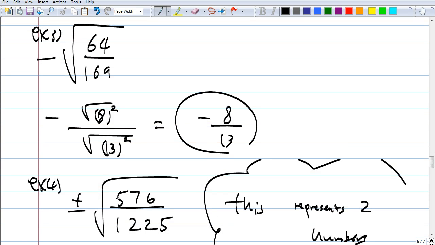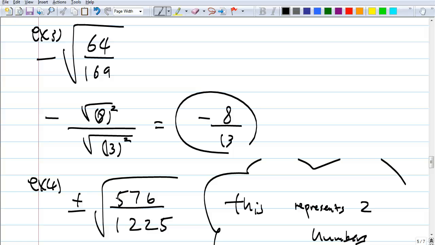By the way, if I have plus or minus in front of this square root, how many numbers does this represent? Two. What are the two numbers? Yes, the positive square root of this fraction or the negative square root of the fraction. So this is a shortcut of writing two numbers that happen to be opposite of each other.